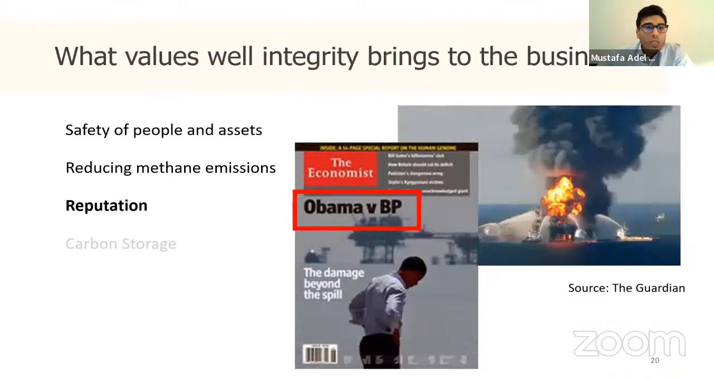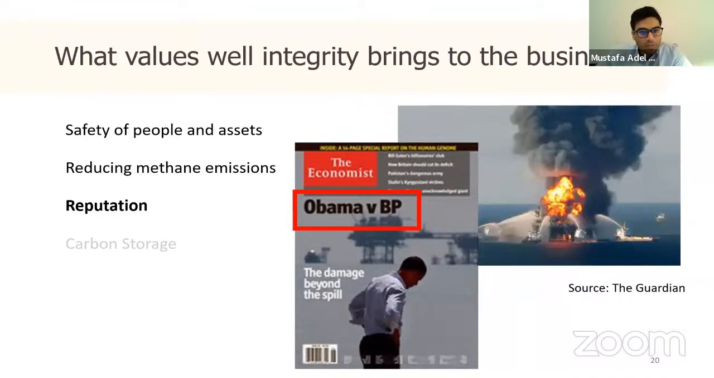And it protects the reputation of the company. As we all know, the movie Deepwater Horizon discussed the incident that happened with BP in the Gulf of Mexico. The president of the US himself visited the site. And as we see in The Economist, they have this title, Obama versus BP.